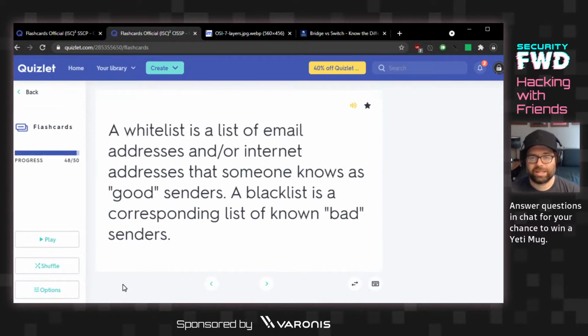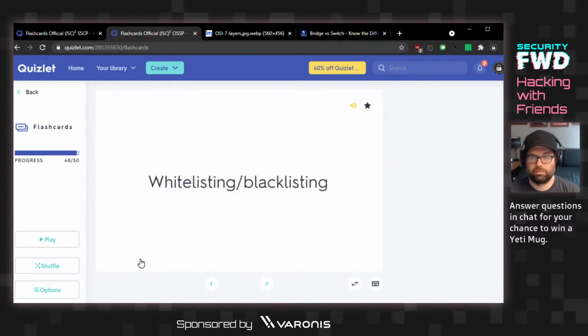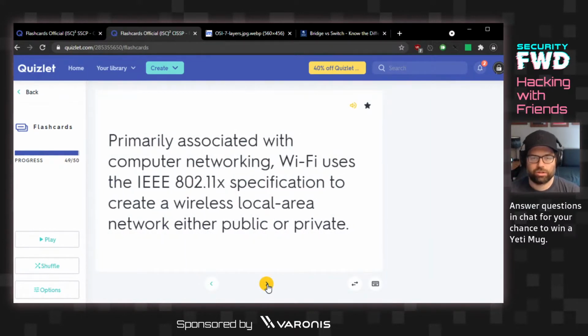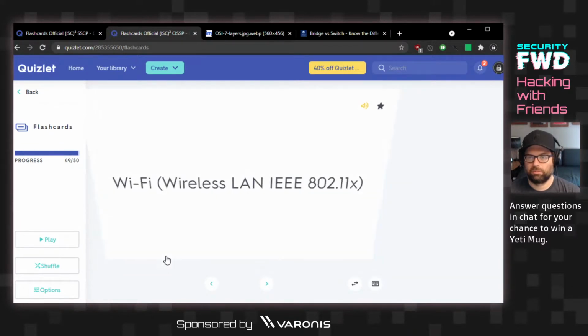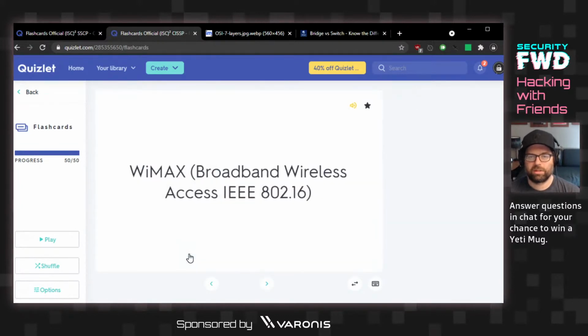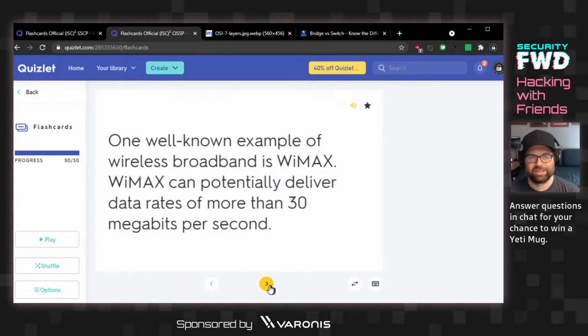All right, a whitelist is a list of email addresses and entities known as good. A blacklist is bad. Whitelisting, blacklisting. Primarily associated with computer networking, Wi-Fi. Okay, this is Wi-Fi. Okay. Wireless broadband is WiMAX. Some of these aren't done as questions.